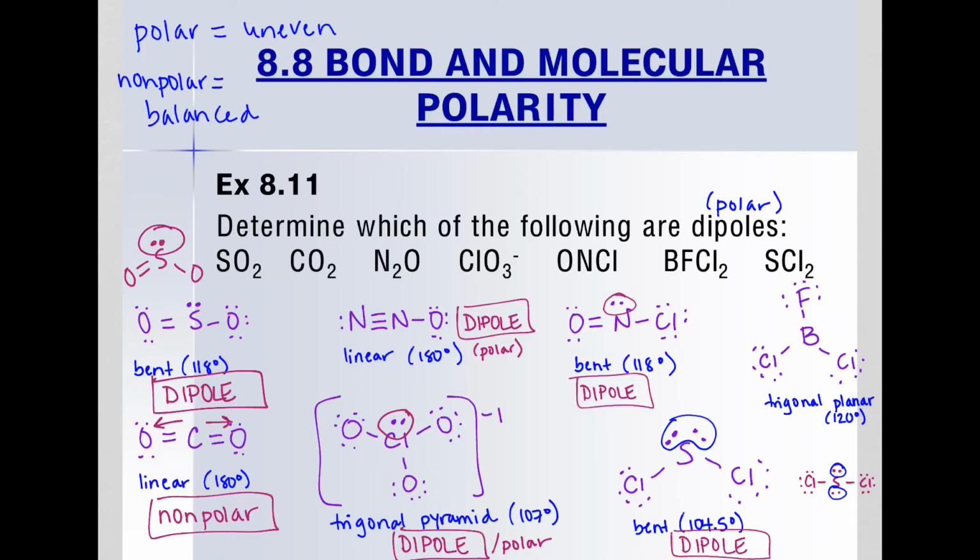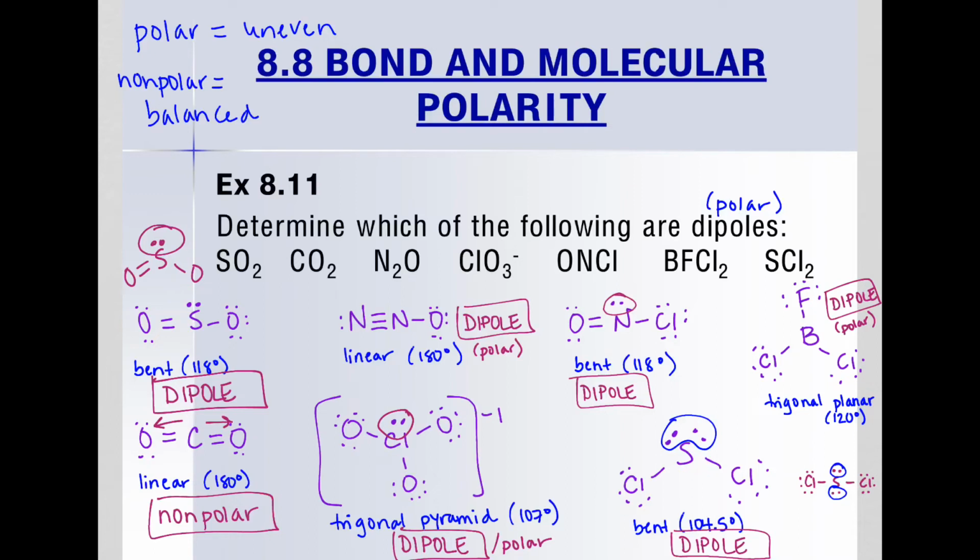For our final one here, trigonal planar, there are no lone pairs of electrons on the center, but because these three are different, that means that this structure would indeed be polar. So we have one more dipole here. Okay? So I hope that helped figuring out.